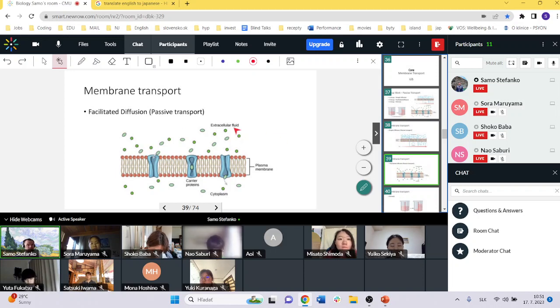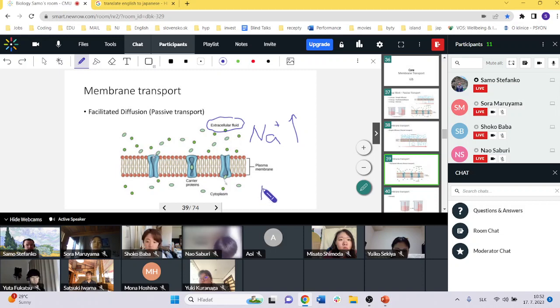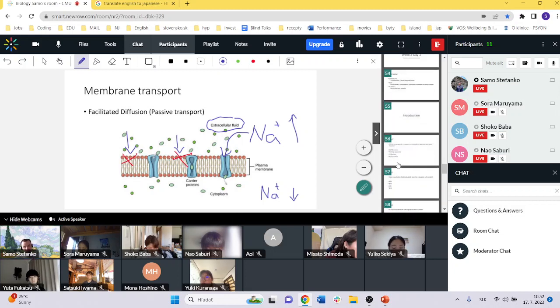Okay, so they use a gradient. In this case, we can draw sodium here, it's in a higher concentration extracellularly, and intracellularly it's in a lower concentration. But we know that highly charged ions cannot pass freely through the semi-permeable membrane, so passage through it is not allowed for ions, so they need a kind of facilitator, an ion channel, to pass through it. So that's the difference between facilitated diffusion and simple diffusion. Very well.